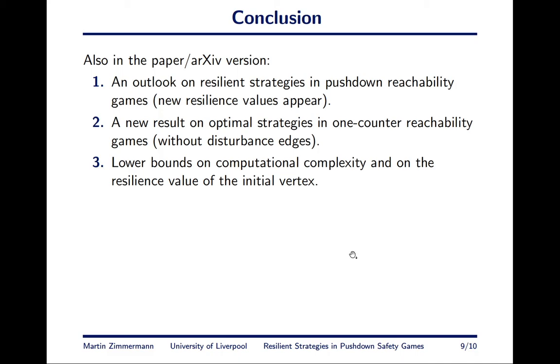So we have an outlook on the computation of resilience strategies in pushdown reachability games and other more interesting winning conditions. In particular, as I already mentioned, new resilience values appear there, the omega. We have a new result on optimal strategies in one-counter reachability games without disturbance edges. So there are some connections to previous work. And we have lower bounds on the computational complexity and on the resilience values of the initial vertex. So remember the key upper bound. This is tight, both for pushdown games and for one-counter games.